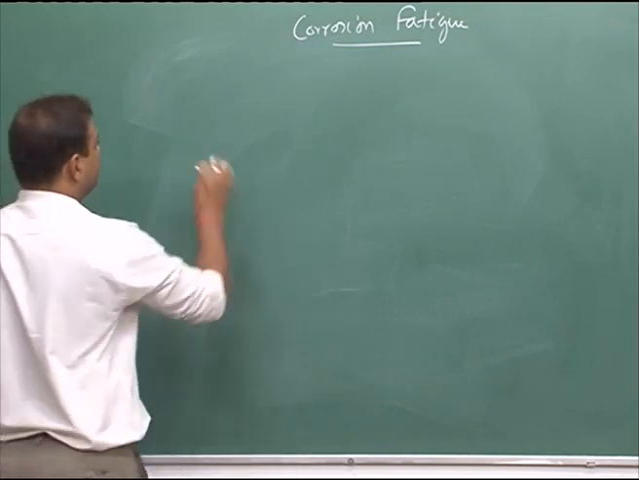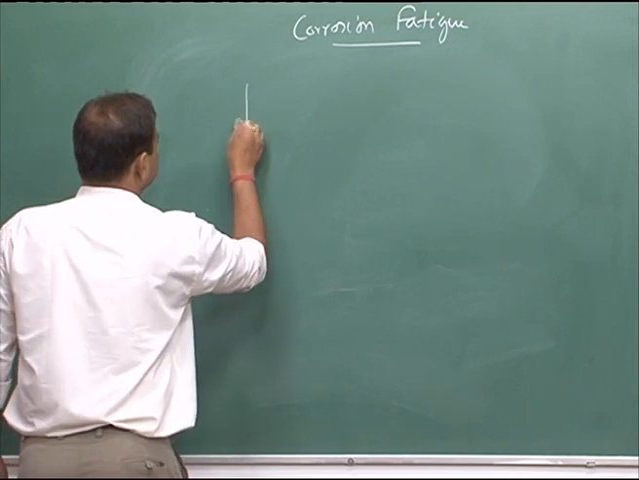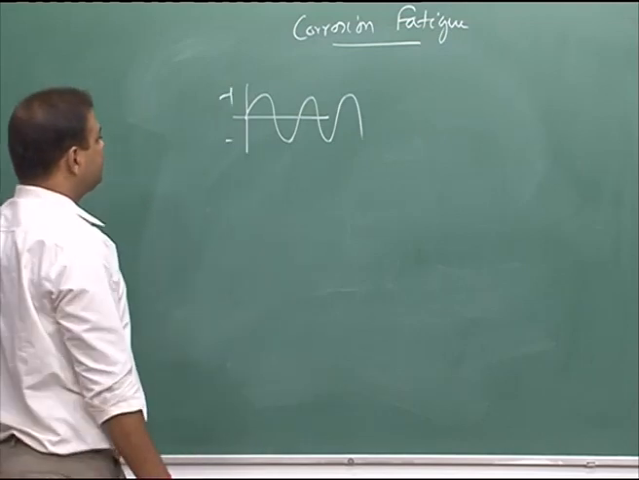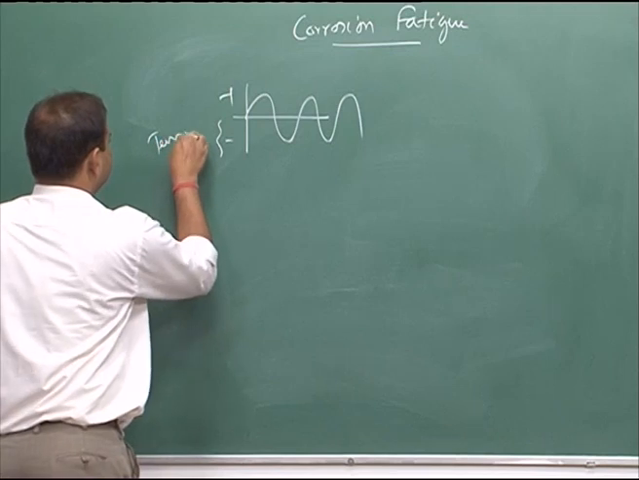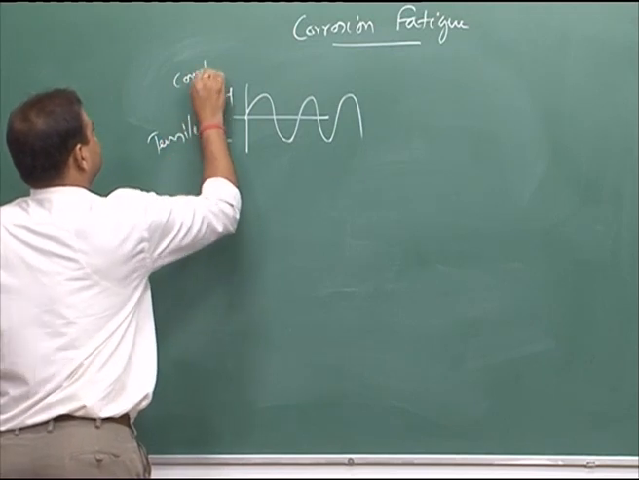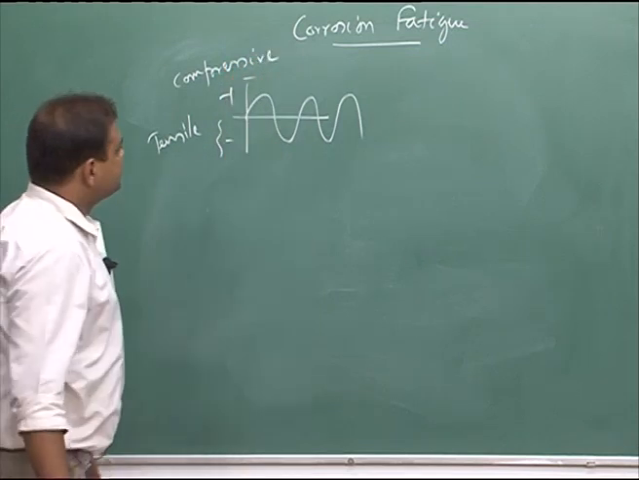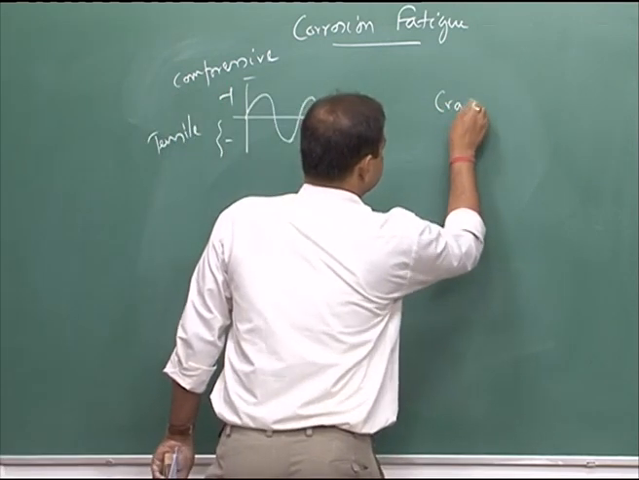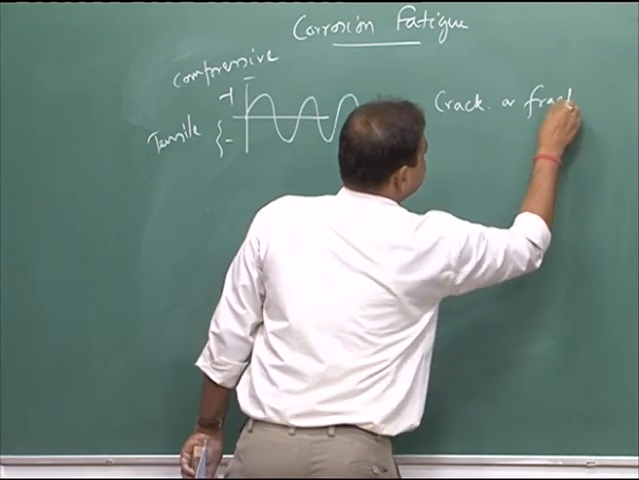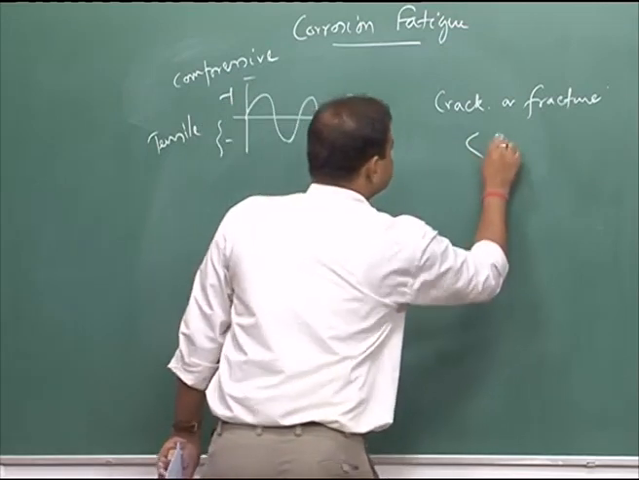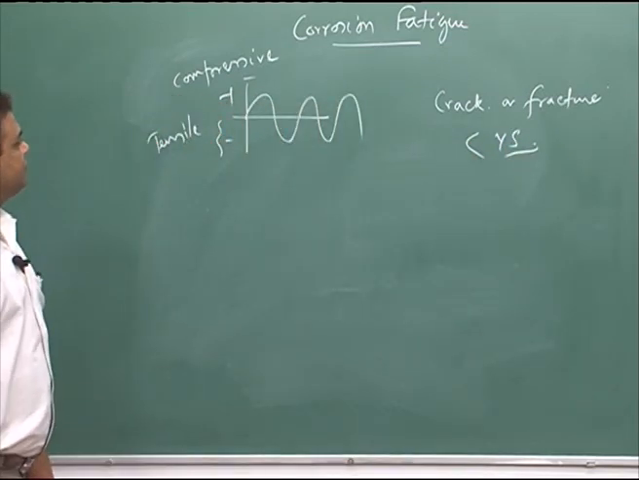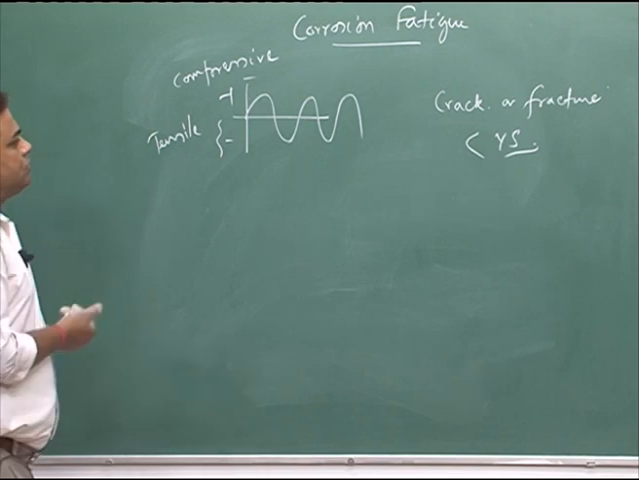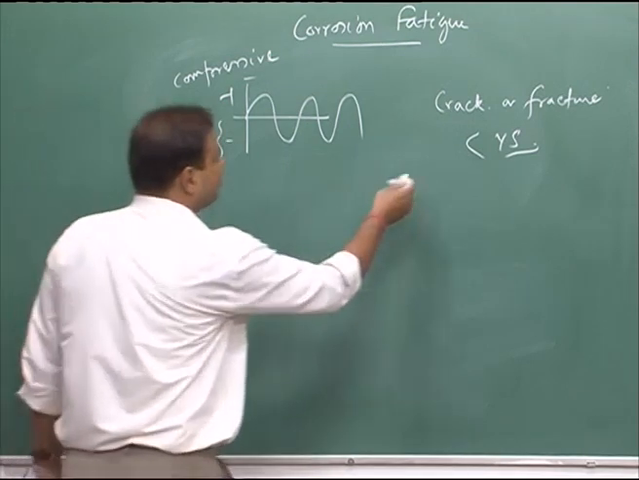It can happen, for example, if a particular material is exposed to a stress which is alternating in nature, then you have a compressive and a tensile component, this part is tensile, this part is compressive, and due to this alternating stress variation the material can crack or fracture below yield stress, and that time the material is said to be under fatigue failure, gone for fatigue failure.